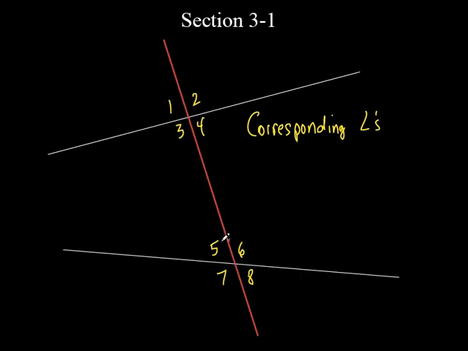I mean, look at angle 1 and angle 5. They don't look like they're equal to each other. They don't look like they add up to 90. They don't look like they add up to 180. There's really nothing you can say about 1 and 5 right now except the fact that they're just corresponding angles. That's it. Tomorrow is going to be a different story, though.